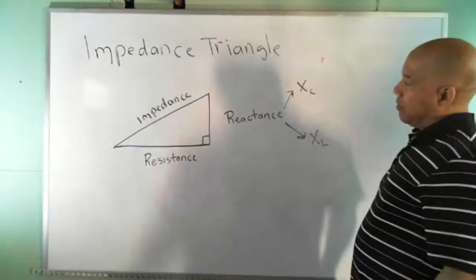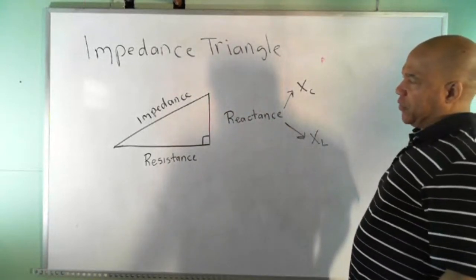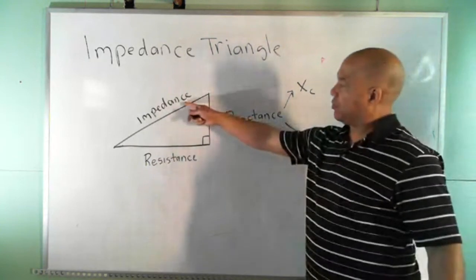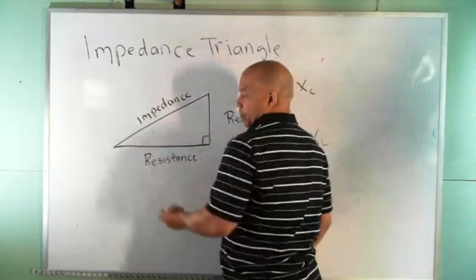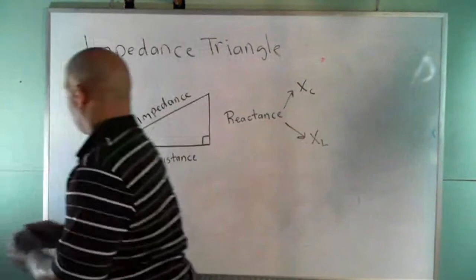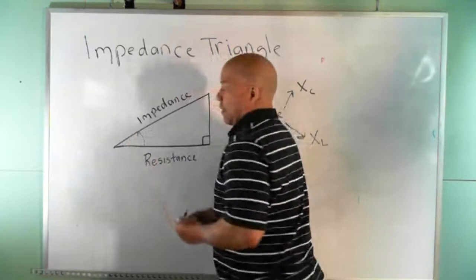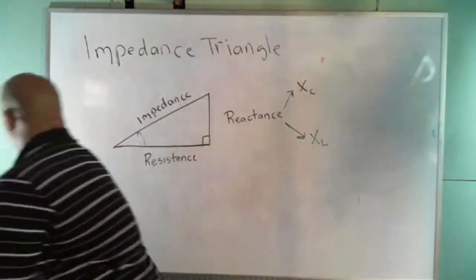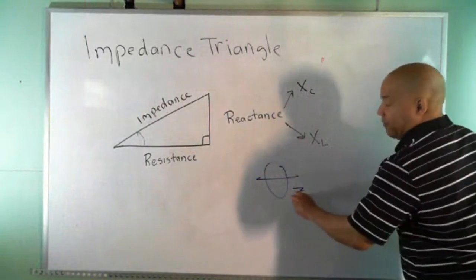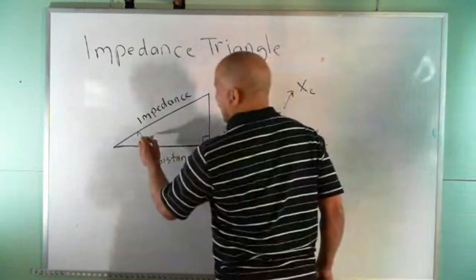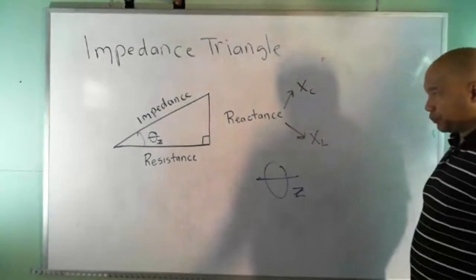Okay? So I'm going to erase these words and just use letters. And I don't think I gave the letter we use to represent impedance, but I'll give it to you in just a second. Now this angle right in here, that's called the impedance angle. We usually use Greek symbols for those. I'm going to use theta Z for the impedance angle. So this is the impedance angle, theta Z. That turns out to be important.